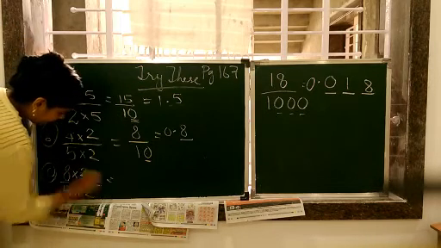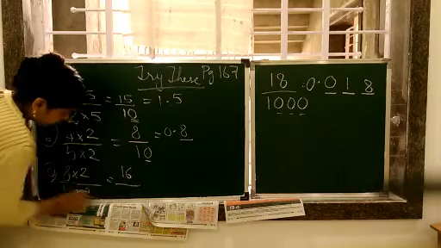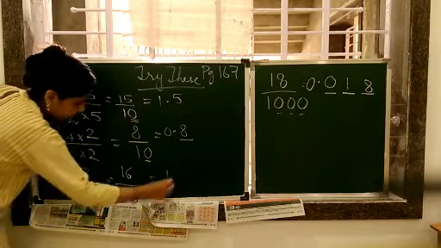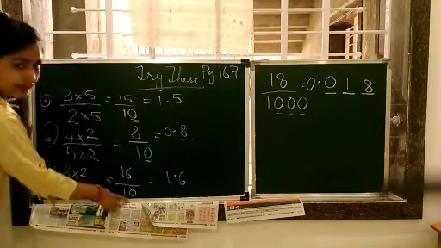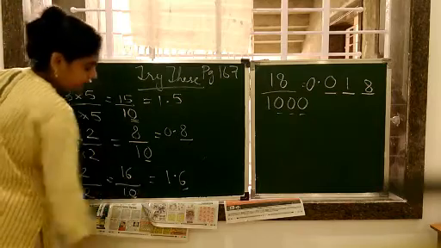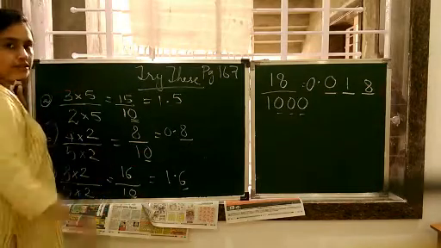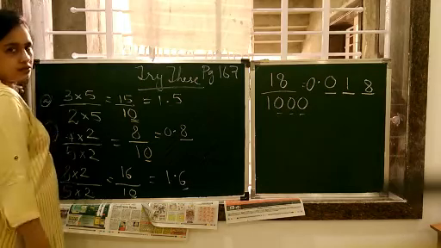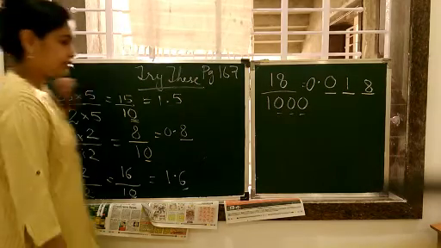Similarly, 8 2s are 16 and 5 2s are 10. So this gives us 1.6. Why? Because only 1 zero, so only one decimal place, so only 6 will come after the decimal and 1 will come before the decimal. Okay? So this completes the Try These.